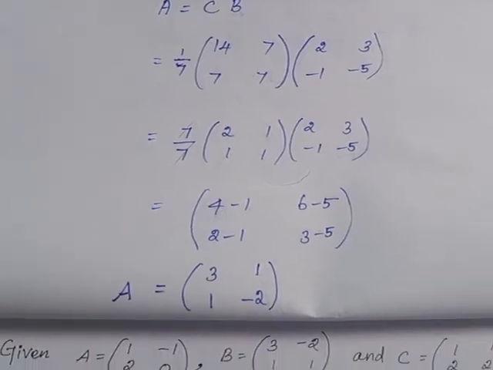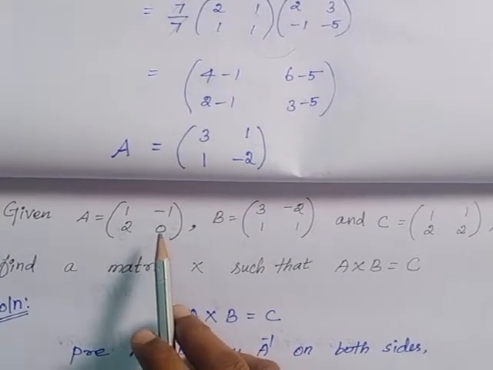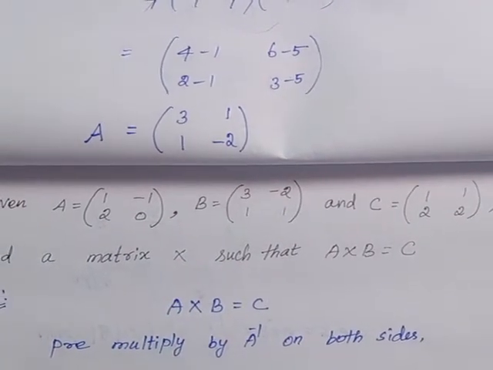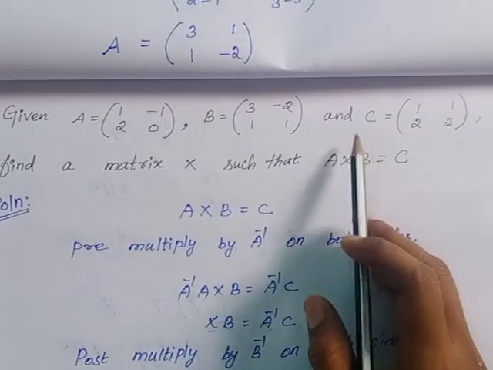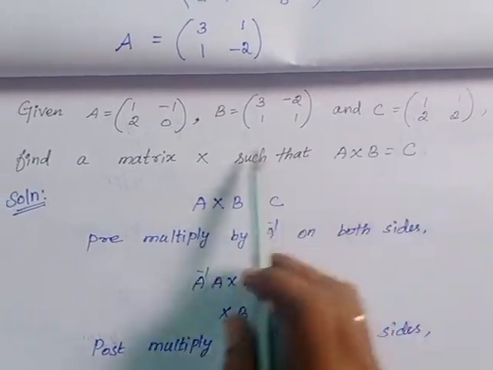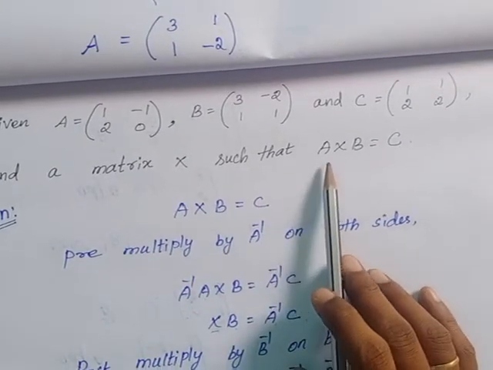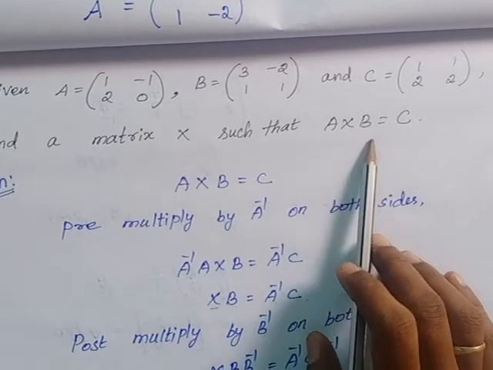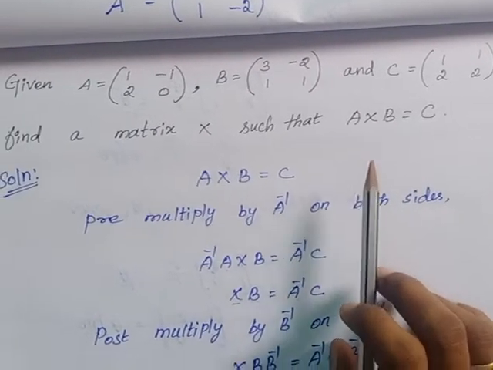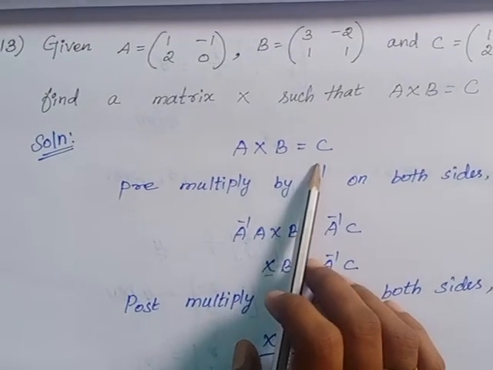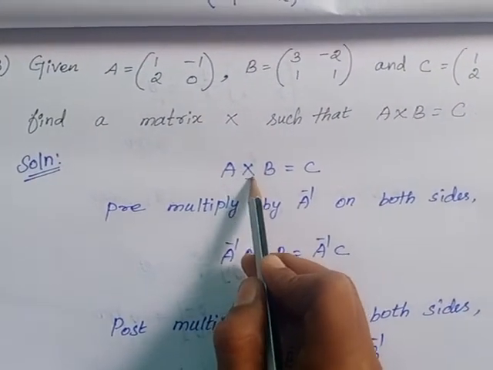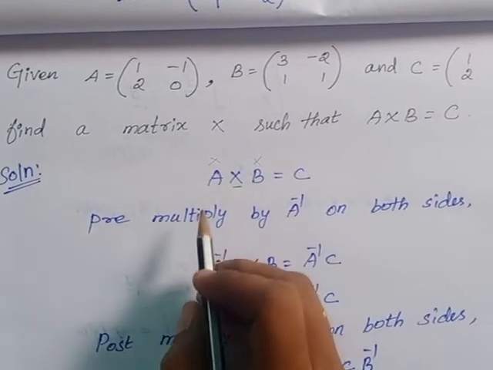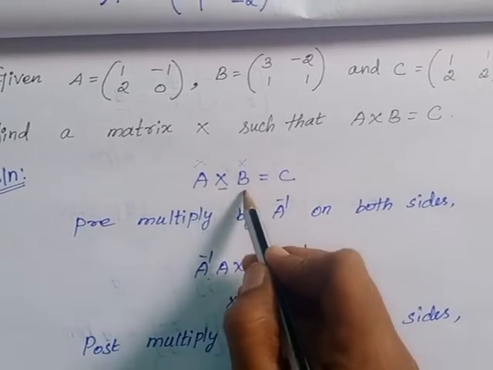Next the 13th problem: given A equal to [1, minus 1; 2, 0], B equal to [3, minus 2; 1, 1] and C equal to [1, 1; 2, 2], find a matrix X such that AXB equals C. This means X satisfies the condition AXB equal to C. I write AXB equal to C, and I want to find the matrix X. So here the unwanted matrices are A and B. So now my purpose is to eliminate the matrices A and B.